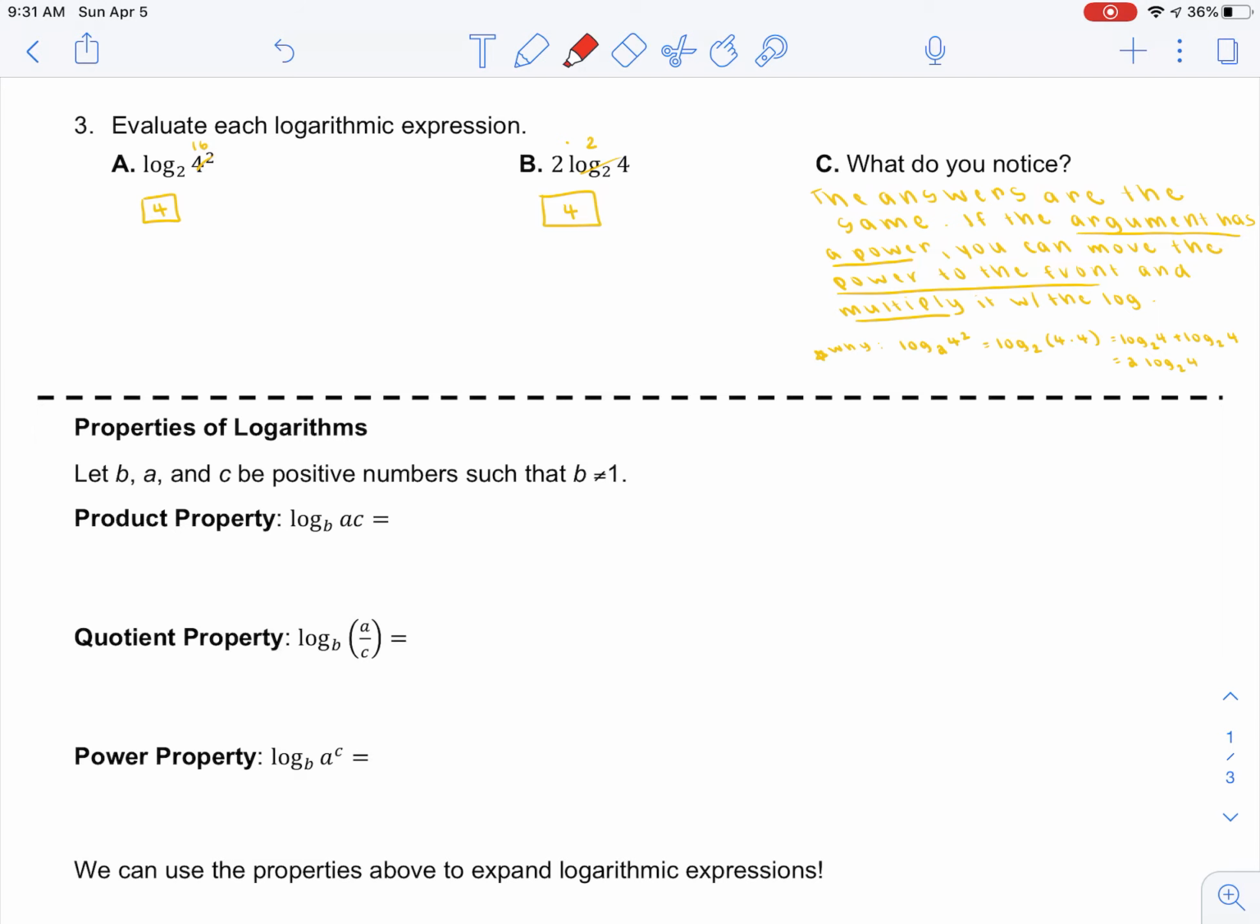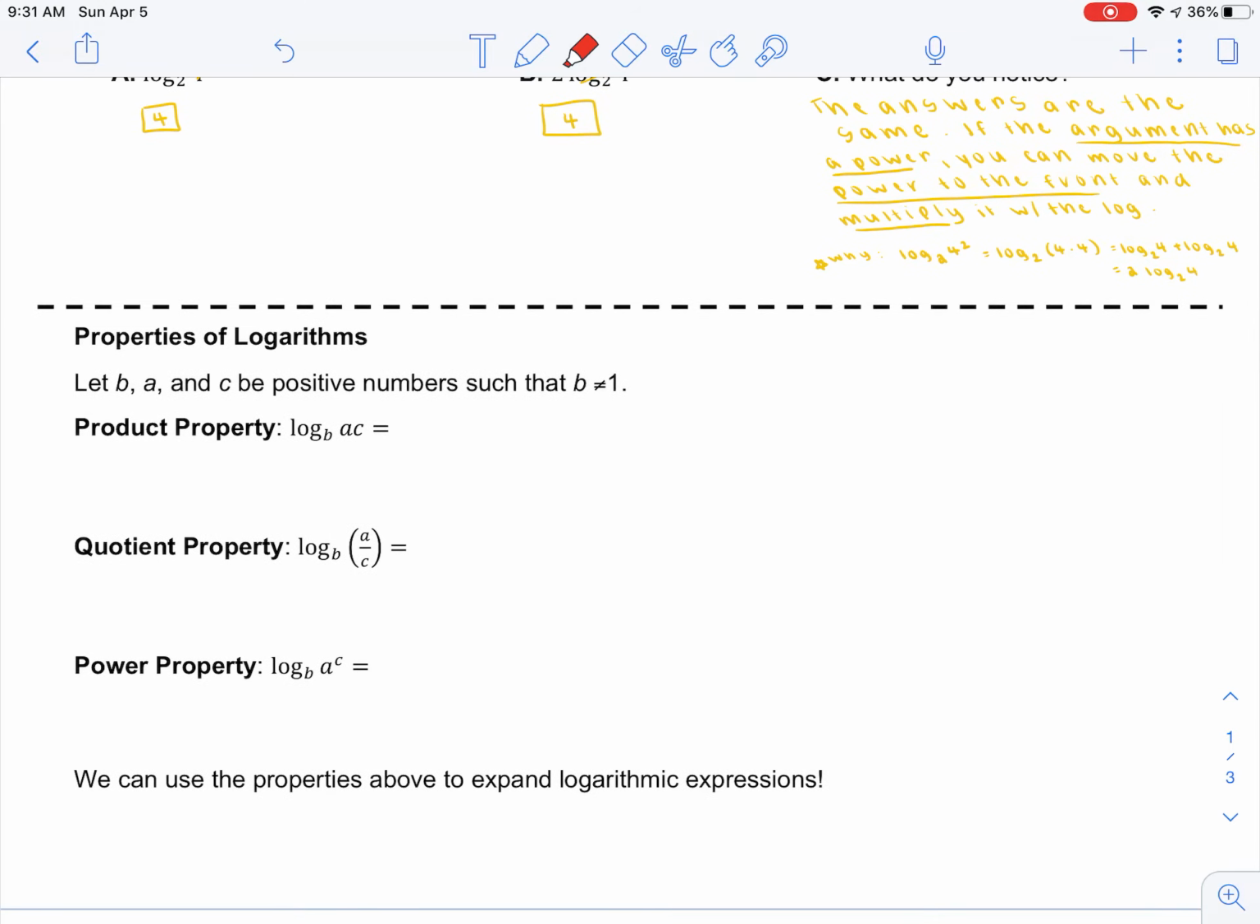So today, let's summarize what we just saw in the exploration and then do a little practice with the properties of logs.